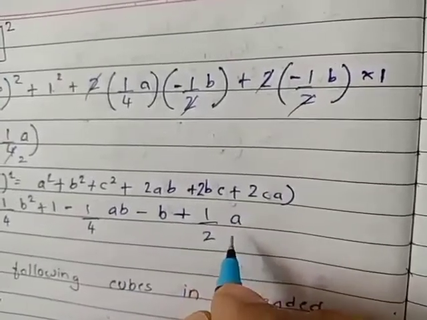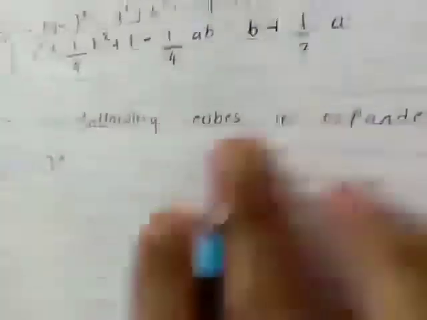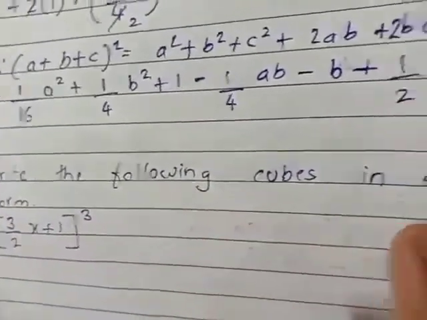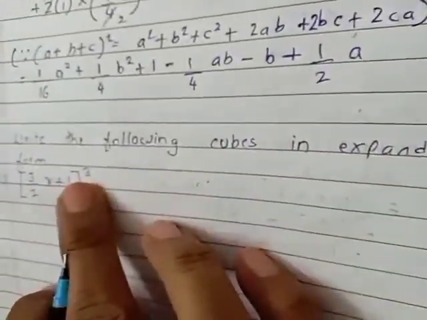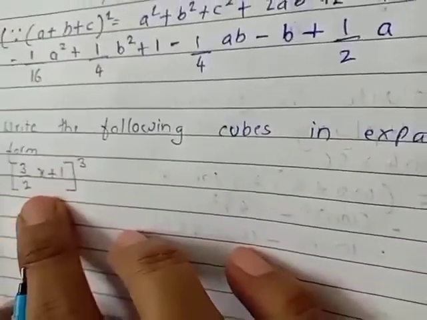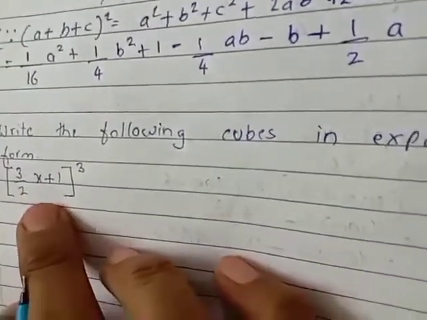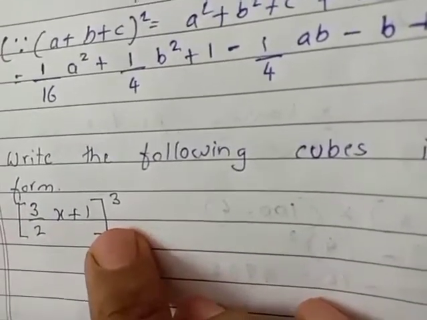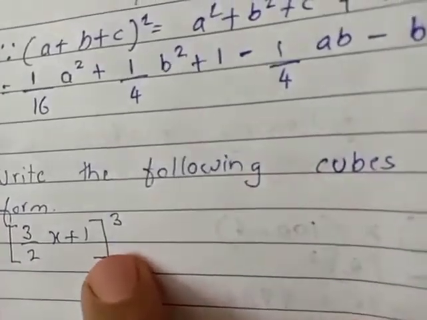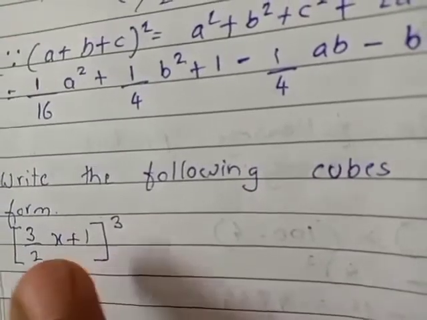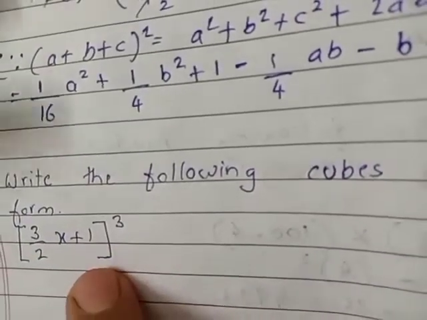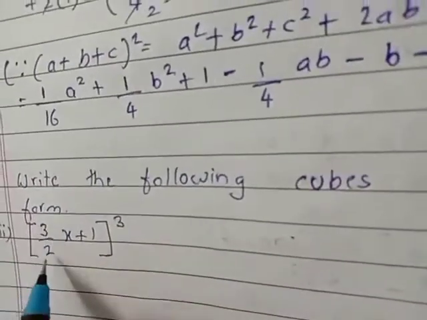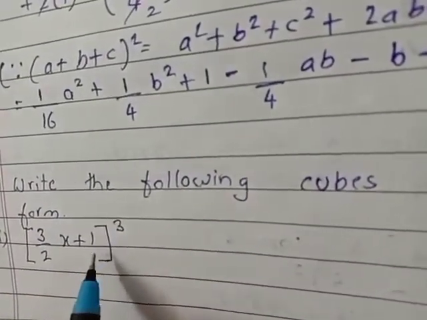1/2a. Now let's solve 6th exercise. Write the following cubes in expanded form. 3/2 x plus 1 the whole cube. Now here it is in the form of cube. So this, you will see as a plus b the whole cube. 3/2 x is a and b is 1.